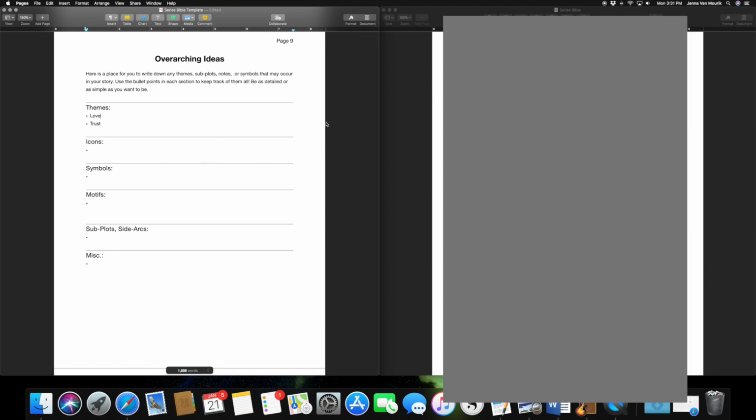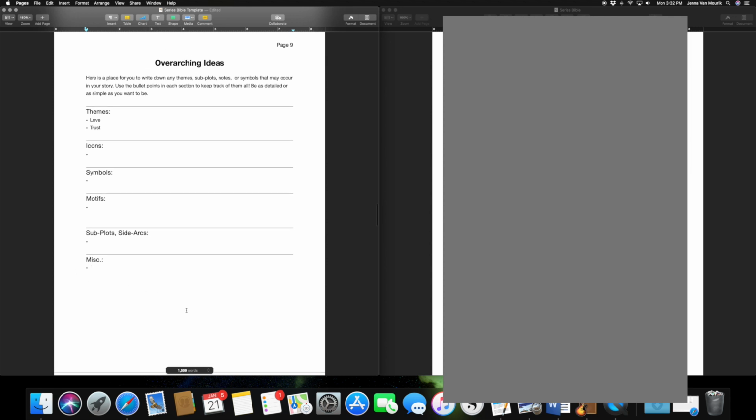So you'll see here, I put in some example themes: love, trust. A symbol could be something that appears frequently in your book. For instance, one book that I read had a bird, and every time that bird appeared in the book, it signaled something was about to happen. Any motifs, things that represent things in your story, if there is a specific object or a specific type of person that represents evil or a person that represents good, you could add that in as well. Miscellaneous information that is only known to you can be put in there as well. That's really what this page is for.